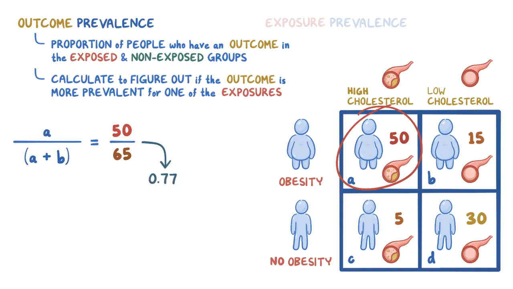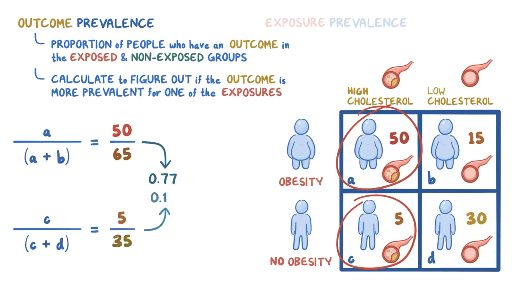We then compare it with the proportion of people who have high cholesterol in the group who are not obese, so C divided by C plus D, or 5 divided by 35, which rounds to 0.14. And 0.77 divided by 0.14 equals 5.5, which means that people who are obese have about 5.5 times the prevalence of high cholesterol compared to people who are not obese.